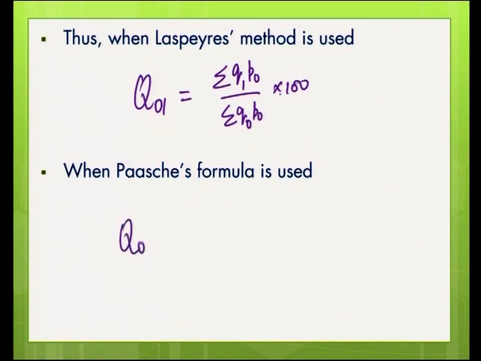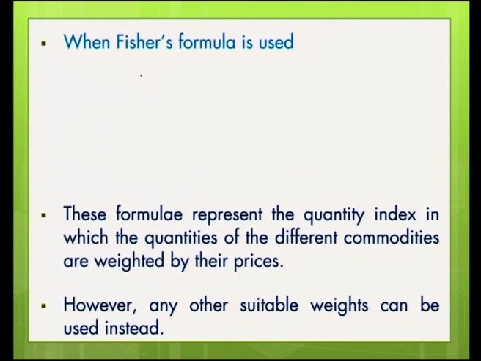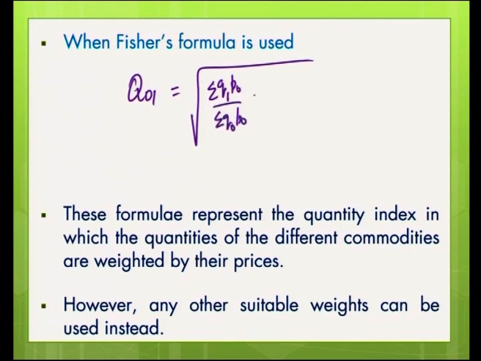When Paasche's formula is used, the quantity index number is summation Q1 P1 by summation Q0 P1 into 100. When Fisher's formula is used, we have Q01 is equal to root of summation Q1 P0 by summation Q0 P0 into summation Q1 P1 by summation Q0 P1 into 100. These formulas represent the quantity index in which the quantities of the different commodities are weighted by their prices. However, any other suitable weights can be used instead. Instead of price, we can use any other suitable weights also.